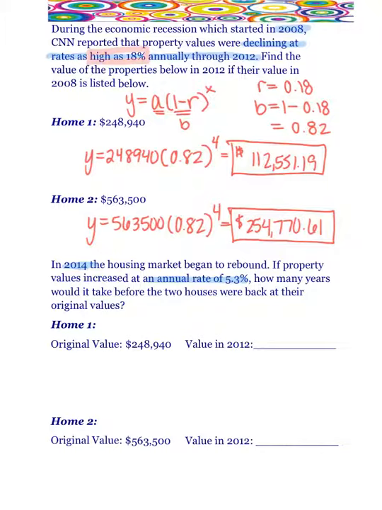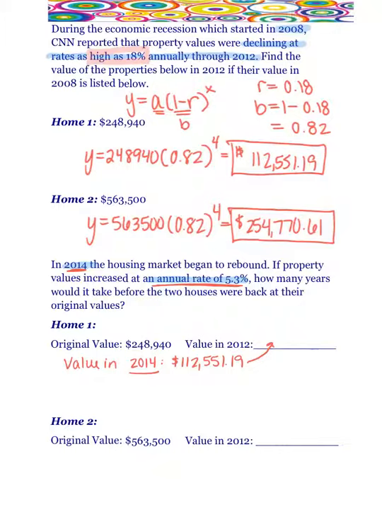All right, so for home 1, the value in 2014 is $112,551.19. So that's going to be what I'm starting with. And they're asking how many years will it take for it to go back to its original value. So I'm looking for the number of years. The value of 2012 was right here as well. I'm going to be starting at 2014 because that's when it says that it starts to increase at this rate.